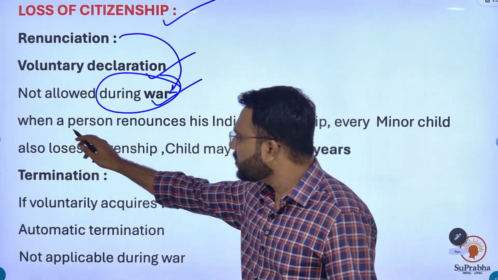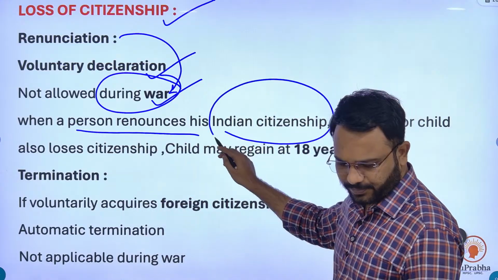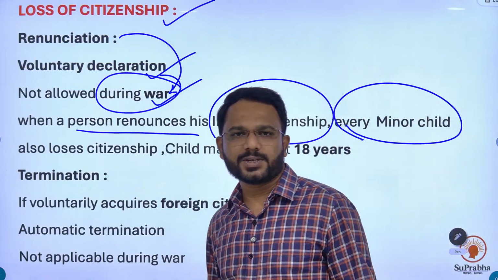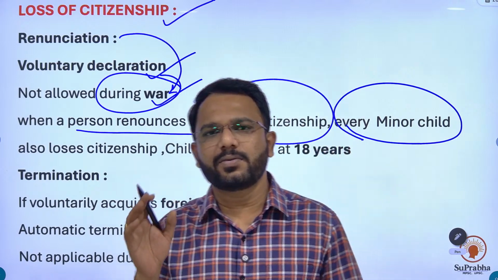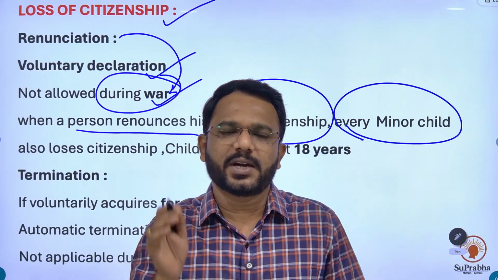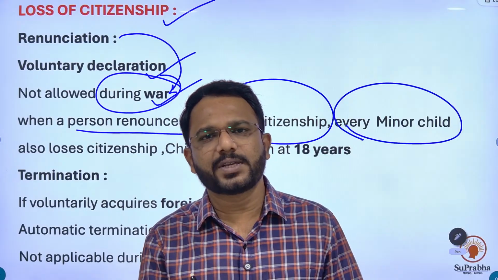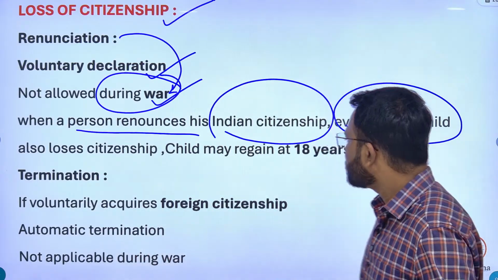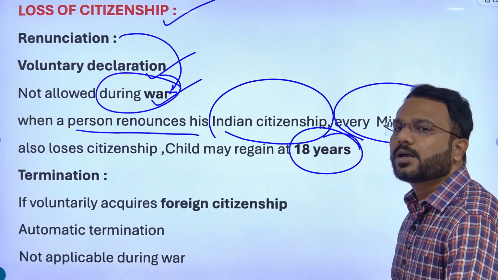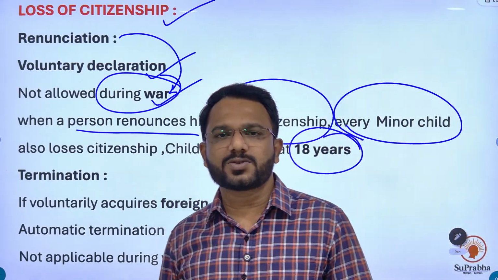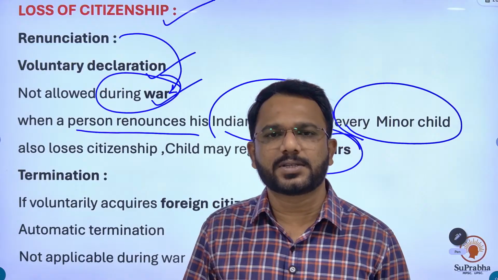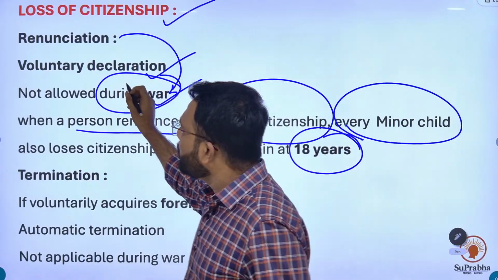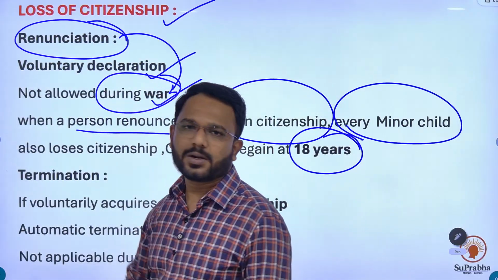When a person renounces his Indian citizenship, every minor child also loses citizenship. So if an individual is renouncing his citizenship, each and every minor child of his also loses citizenship. But when the child becomes an adult and has attained 18 years of age, he can regain his citizenship by applying to the Home Ministry. In this way we have discussed what renunciation means.